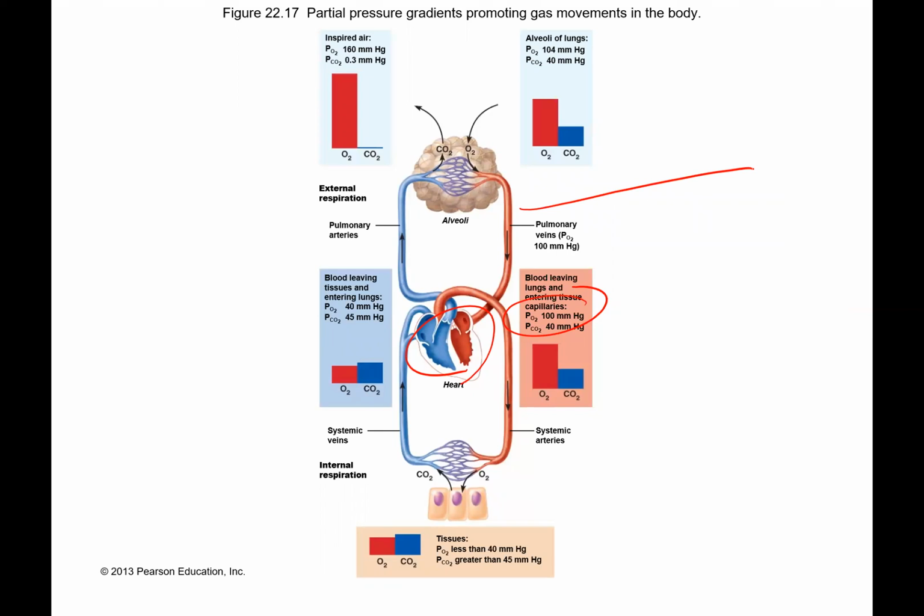Once you get into the vein system, you're going to find more CO2, about 45 millimeters of mercury of pressure of your PCO2, and about 40 millimeters of mercury of your oxygen.